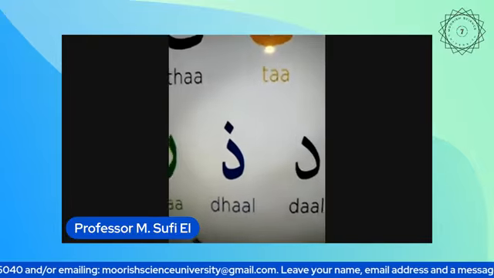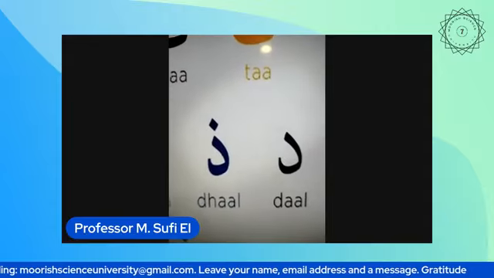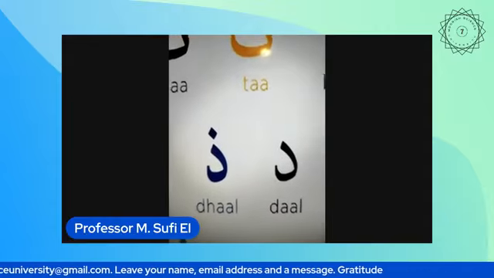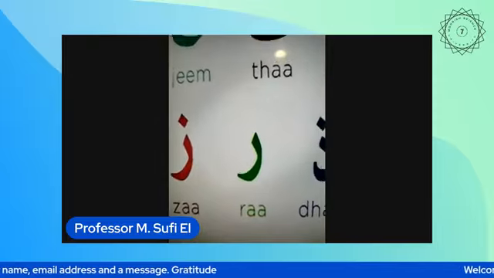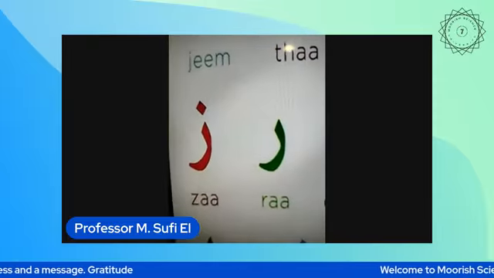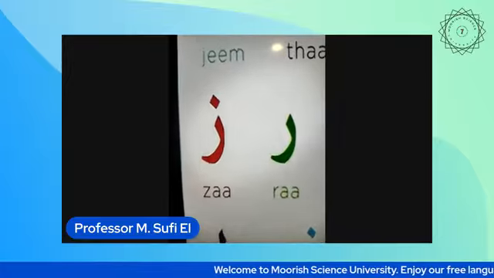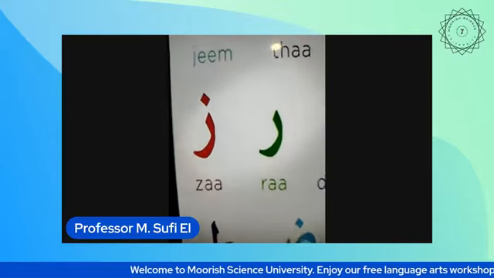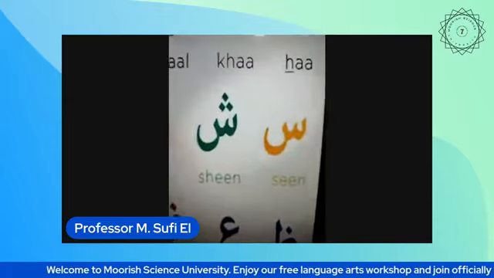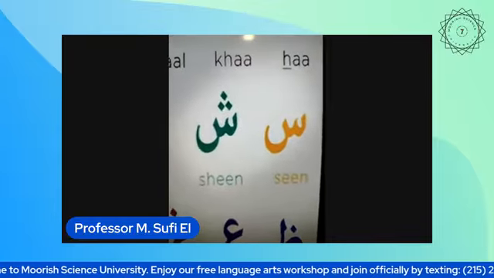This should help y'all, inshallah. Come on now. The dal and the dhal look alike. Then you got another set, ra and zay, that look like a crescent moon. Ra and zay. We say ray and zay. Then they say seen, sheen.